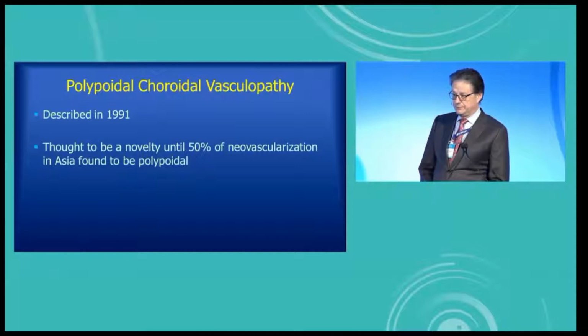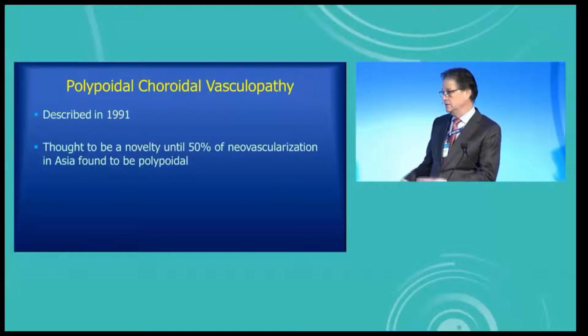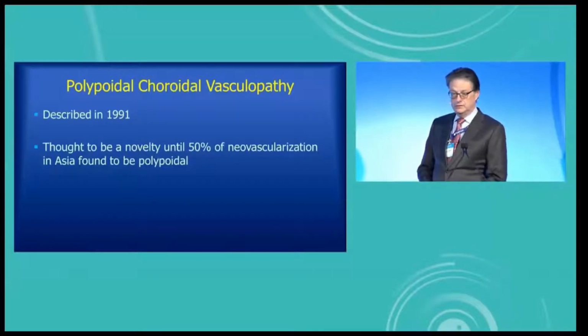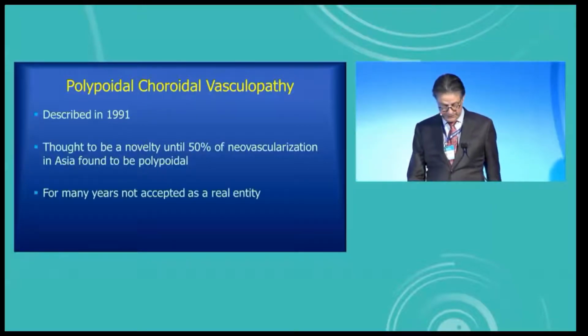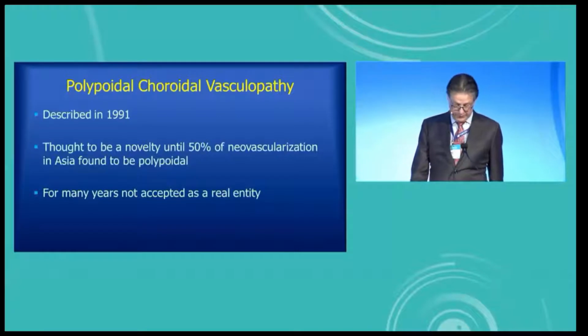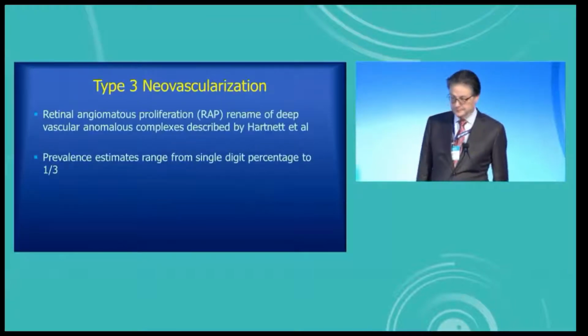Polypoidal choroidal vasculopathy was described by our group, but principally by Dr. Larry Yannuzzi, and that was in 1991. And we first saw that in older white ladies. And we thought this was kind of a novelty, and we had fellows from Japan, and they went back to Japan, and they found that 50% of the neovascularization in Japan, and also found in Asia, was really polypoidal. This was not included in that AREDS classification either. And for many years, I can tell you, people didn't think polypoidal occurred.